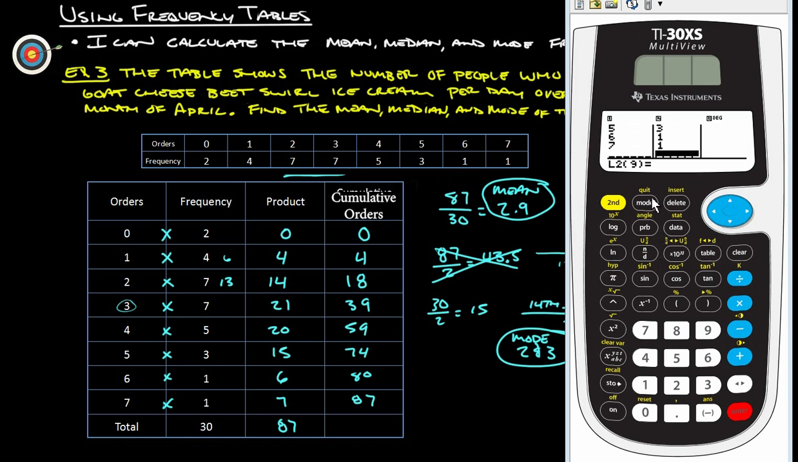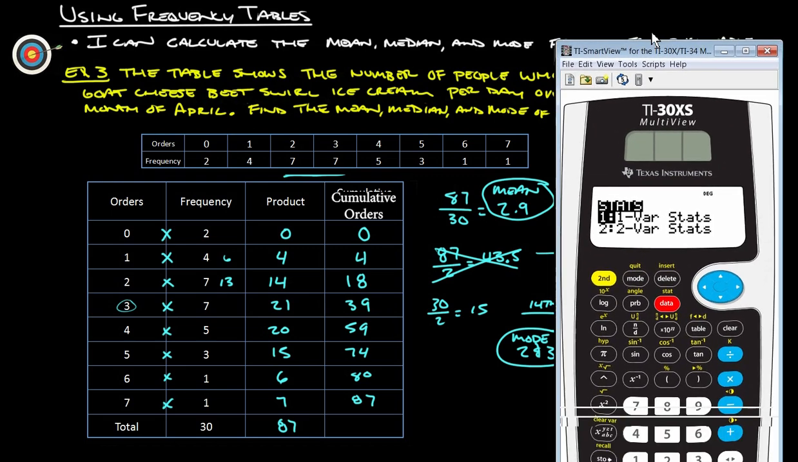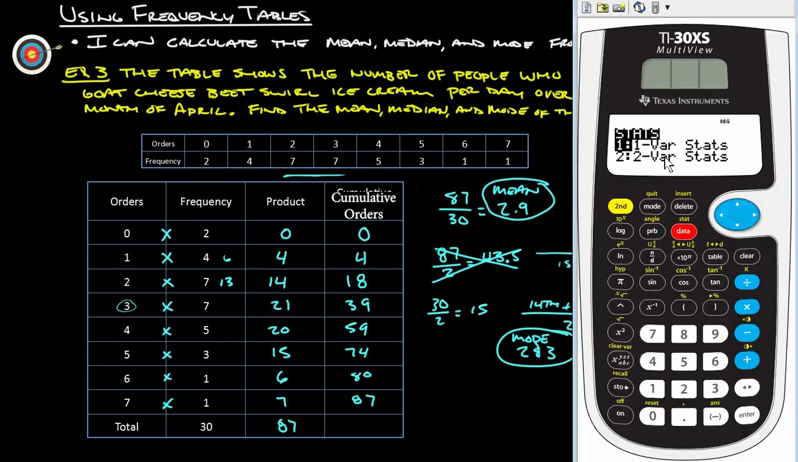And then now to calculate it, we're going to do second data again to get stats. And what we're doing is this, even though it's got 2 columns of data here, it's still just one variable stats, because really we're just figuring out the number of people who prefer goat cheese, order goat cheese beet swirl ice cream. Okay, so that's the only thing that's being measured here. There's not 2 different variables, just one variable.